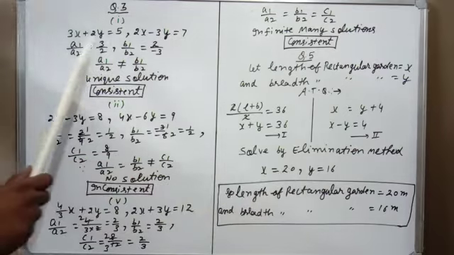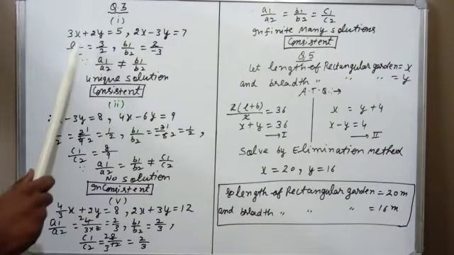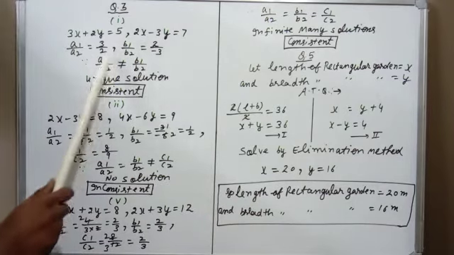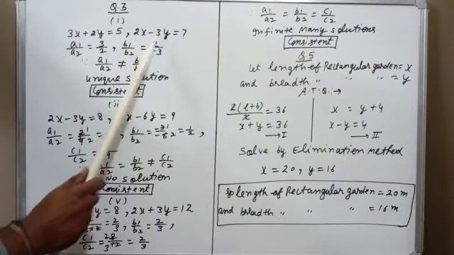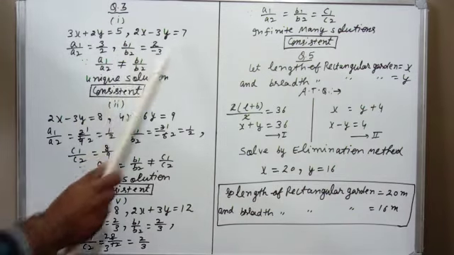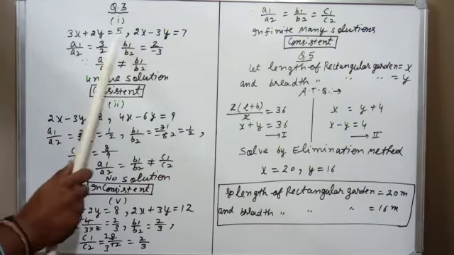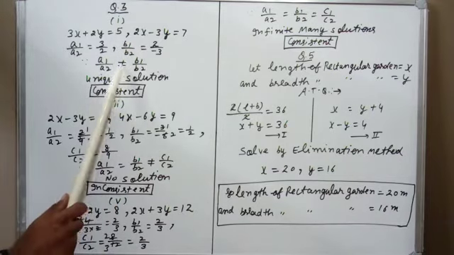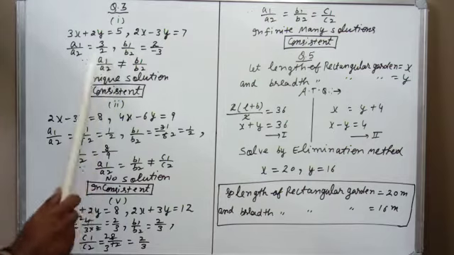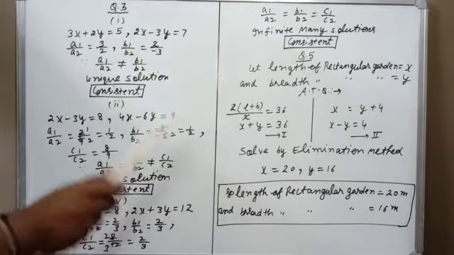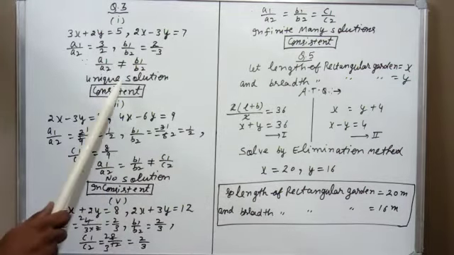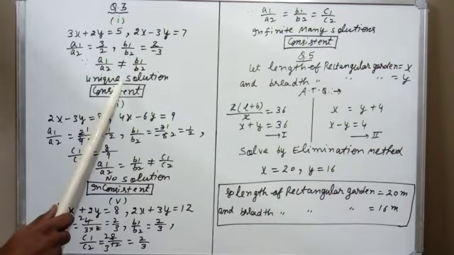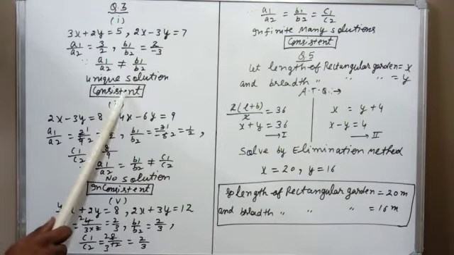So this is the first part. We are having these two equations. So a1 upon a2 is 3 upon 2, b1 upon b2 is 2 upon minus 3, c1 upon c2 is 5 upon 7. No need to find out c1 upon c2 when a1 upon a2 and b1 upon b2 are different. If these two are the same, then we will find out c1 upon c2, otherwise no need. So if a unique solution is there, then we can say it is consistent.